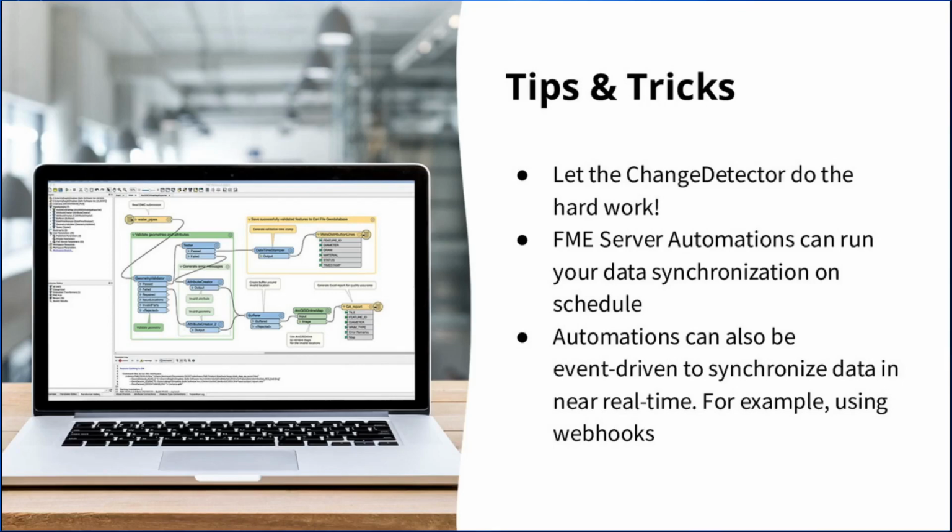So some tips and tricks, takeaways from that. Let the change detector do the hard work. FME Server automations can run your data synchronization on schedule. And automations can also be event-driven to synchronize your data in near real time. So for example, you might have a web application like Survey123, and that can fire up something called a webhook that can trigger an automation in FME Server to keep data in sync in real time or near real time. And we have another webinar on that if you're interested, and you can find that in the FME community.